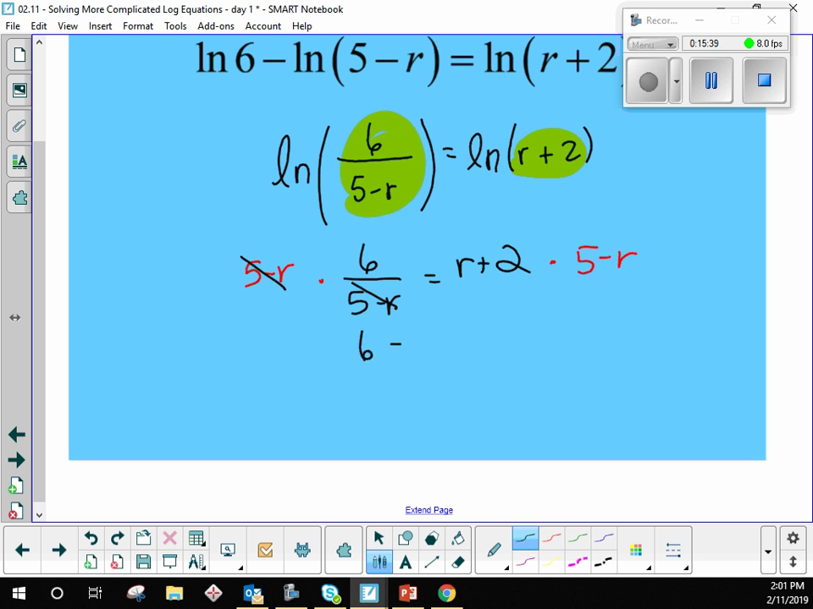Cancel, cancel. I have 6 equals r plus 2 times 5 minus r, only it's all of this times all of that. So you can do FOIL there. I like to think about it as double distributive property, whichever one you want. I'm going to distribute the r through to both things. And then I'm going to distribute the 2 to both things.